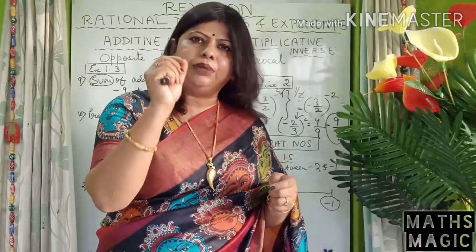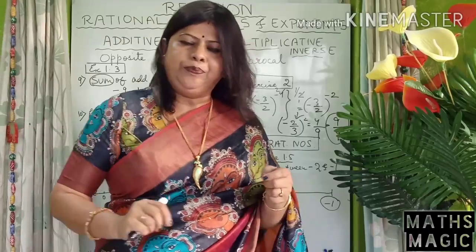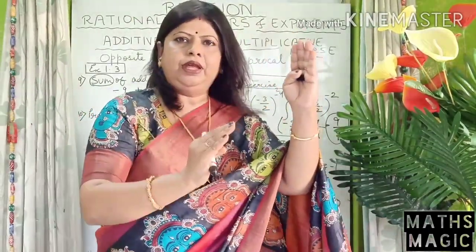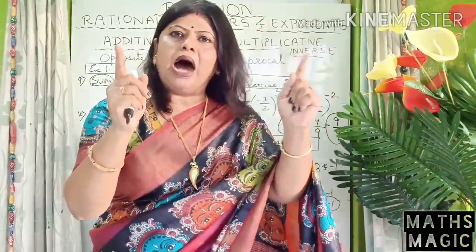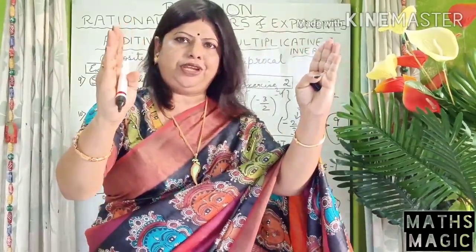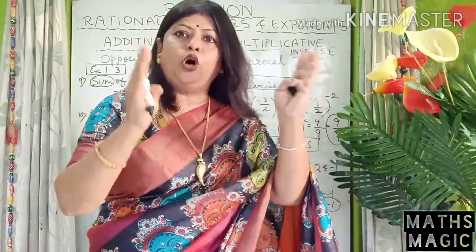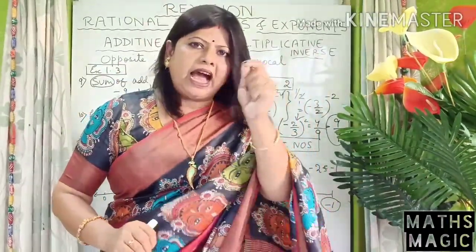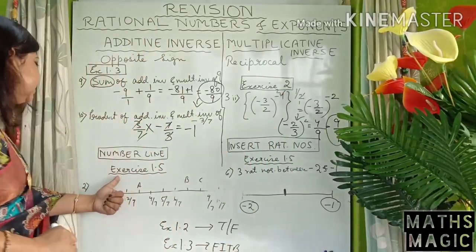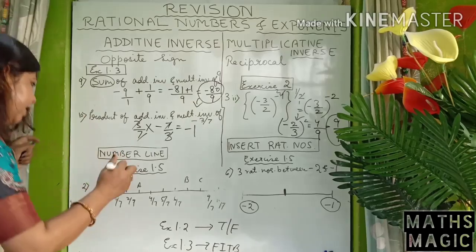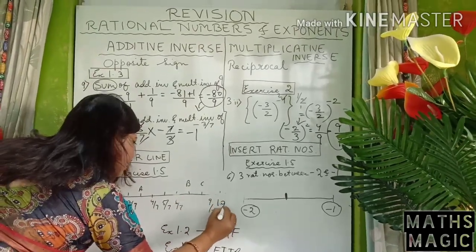In the rational number chapter, you have a number line. Now on the number line, if I say 2 by 3, that means you will mark it in between 2 and 3. Because it is 2 and then 2 by 3, or maybe 2, 3 by 4, whatever. For number line I have chosen a question from exercise 1.5. You see question number 2. See here 9 by 7, 10 by 7.